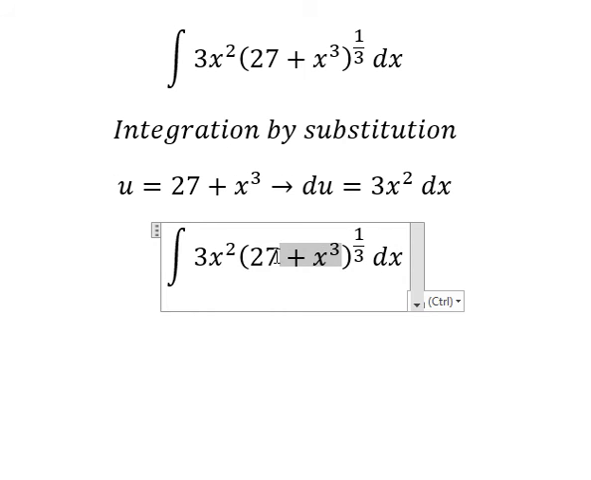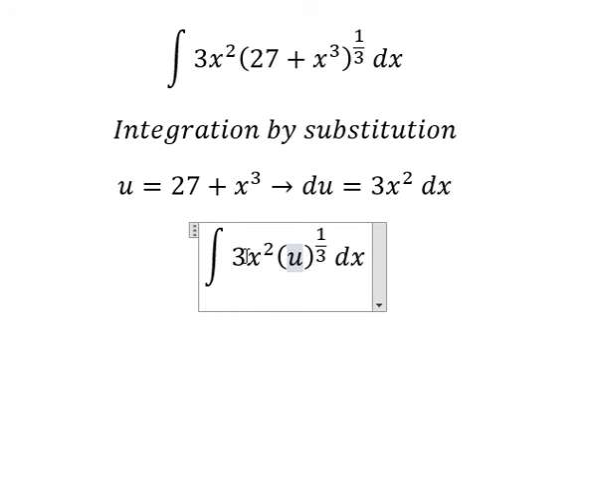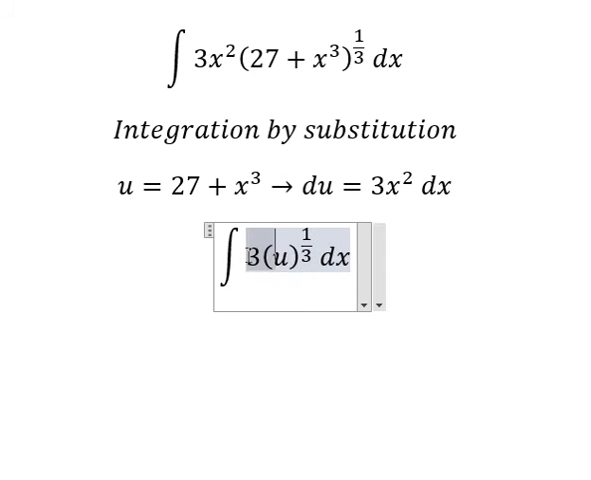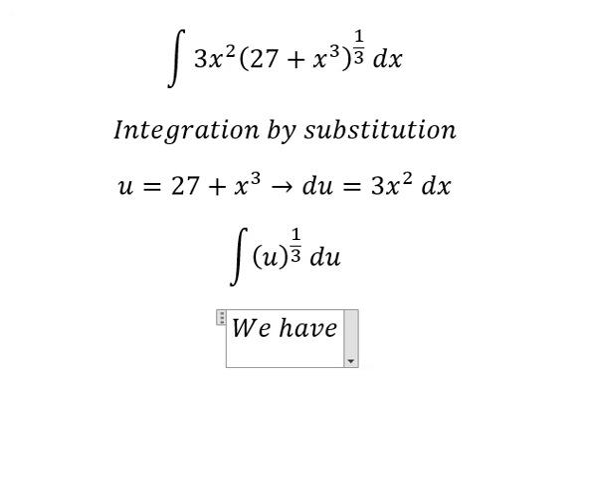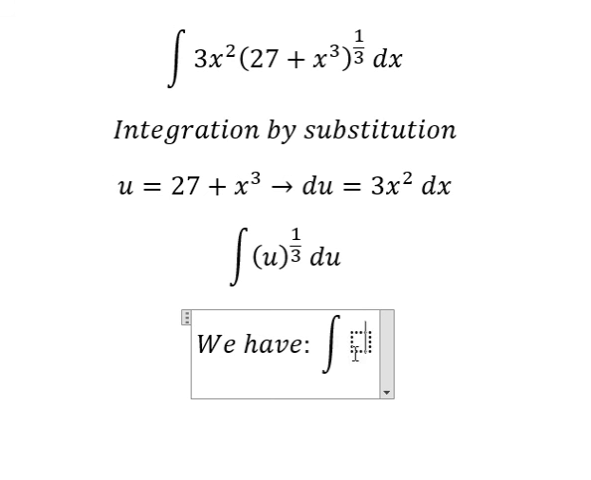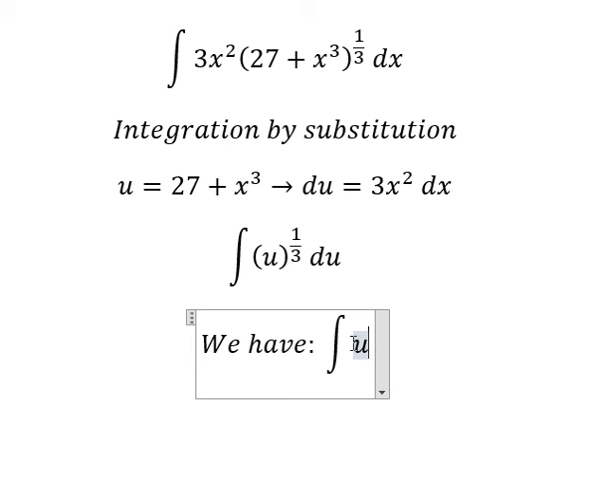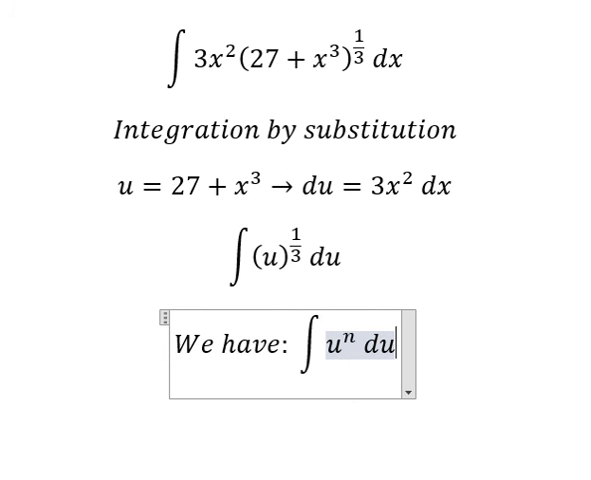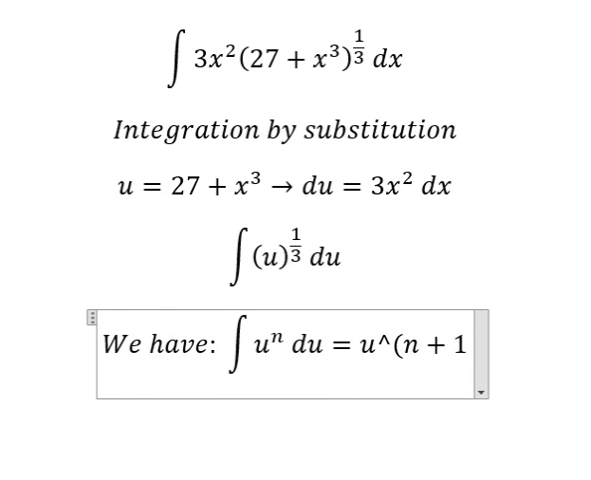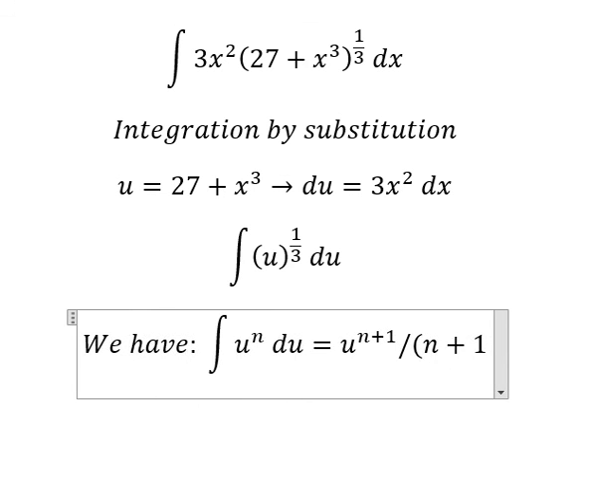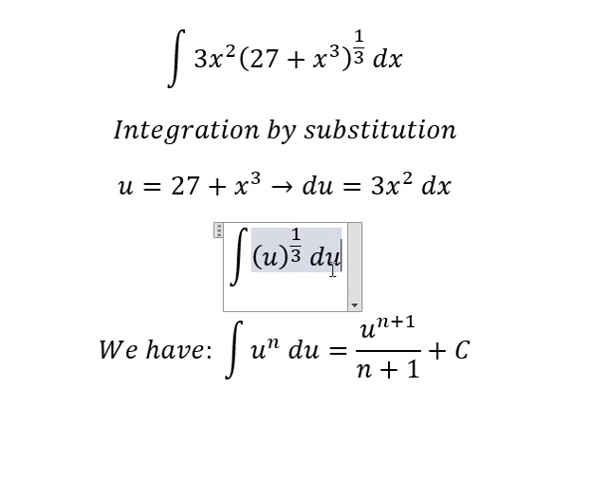So this one we change by u. 3s squared ds we change by du. And now we have the formula in here. The integration of u to the power of n du, you get u to the power of n plus 1 over n plus 1, and we put c.